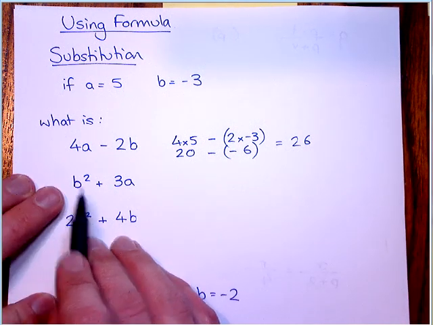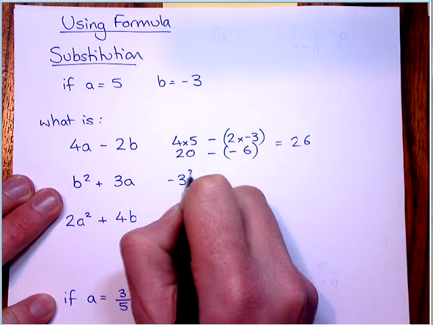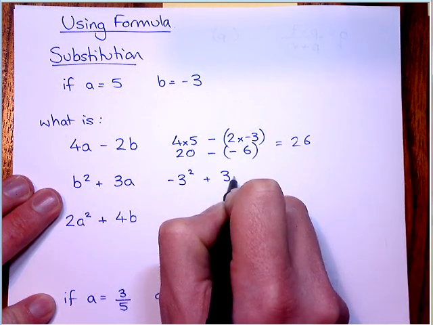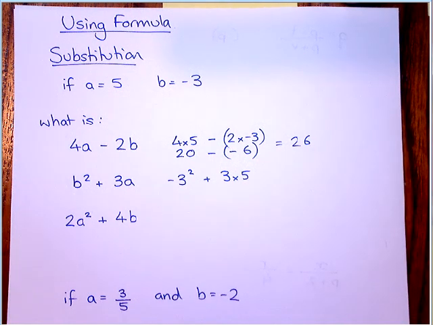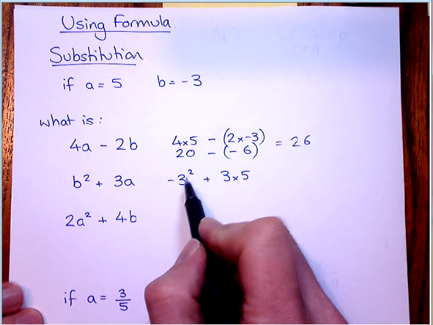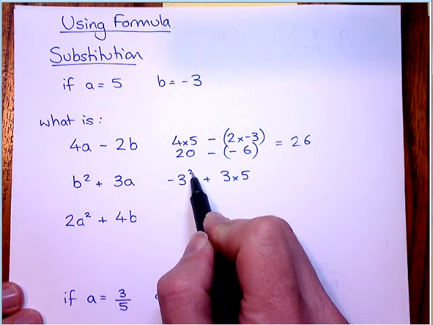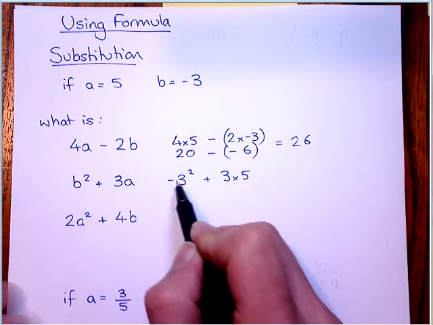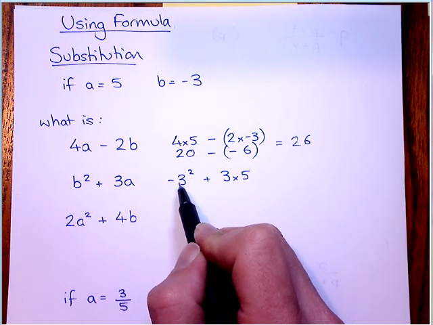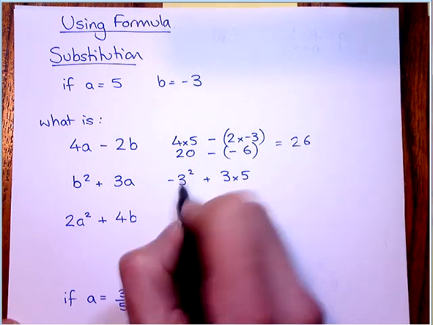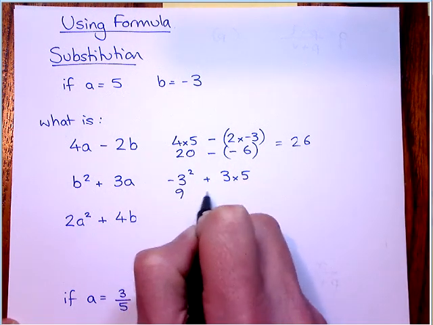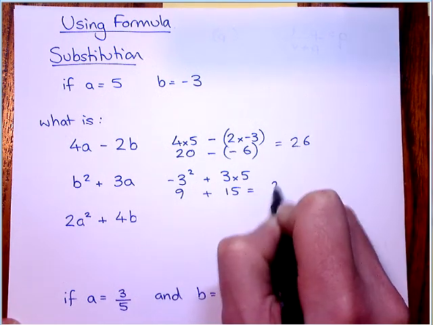Now b squared is minus 3 squared plus 3 lots of a, which is that. Now, they ask you this on calculator and non-calculator. On non-calculator, people don't normally make a mistake. On calculator, they do, because you trust them. But your calculator here will tell you the answer is minus 9, because it will do the indices before the negatives. And you should know that you don't need a calculator. Minus any number squared is always positive, because a minus times a minus is a positive answer. So this is therefore 9 plus 15, which is 24.